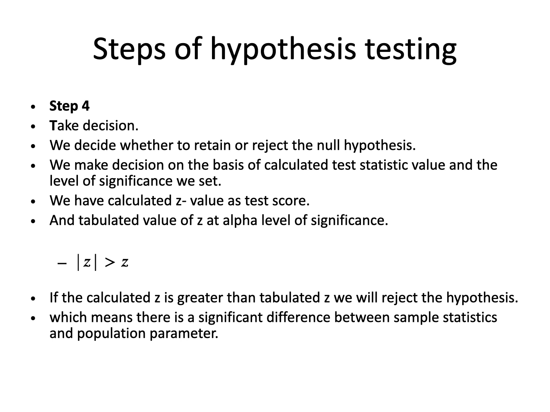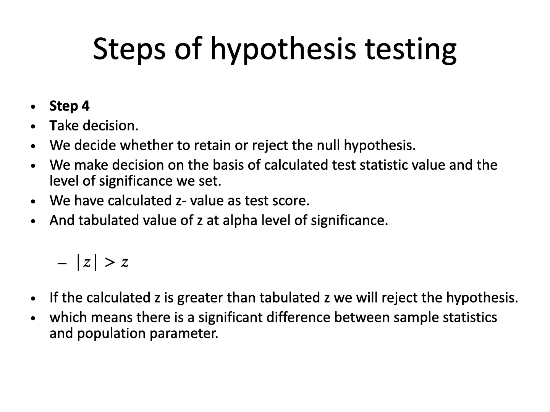And now in step 4 we will take the decision. Here the decision will be that we will either retain or reject the null hypothesis, and we make the decision on the basis of the calculated test statistic value and the level of significance we set. Like we have the z value as a test score, and we have a tabulated value of z at the alpha level of significance. If the calculated z or the obtained z is greater than the tabulated z, then we reject the null hypothesis, which means there is a significant difference between the sample statistic and the parameter.